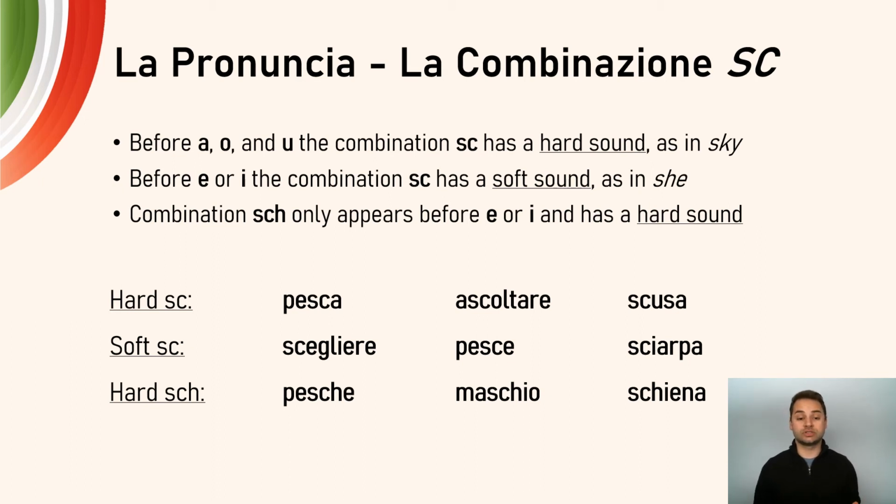What I always tell students here is that remember the CHE or the CHI? Ke, ki, just had an S in front. Ske, ski. Let's take a look at some examples. Hard SC, pesca, ascoltare, scusa. Soft SC, scegliere, pesce, sciarpa. So we're not really learning anything new here with this concept, this combination. We're just taking that C, using that rule, and just putting an S in front.